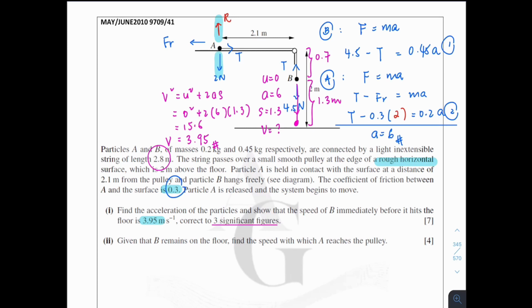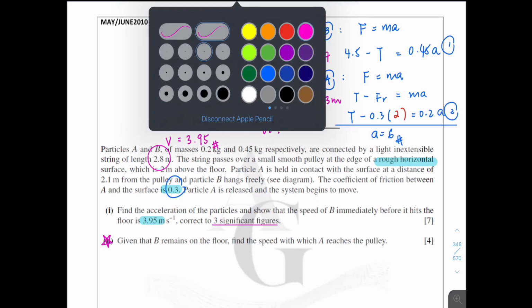For part 2, given that B remains on the floor, find the speed with which A reaches the pulley. This is a very common question in this chapter. Whenever they ask a pulley question, they'll ask this. So how do we find the speed of A when A reaches the pulley? Have a look here.